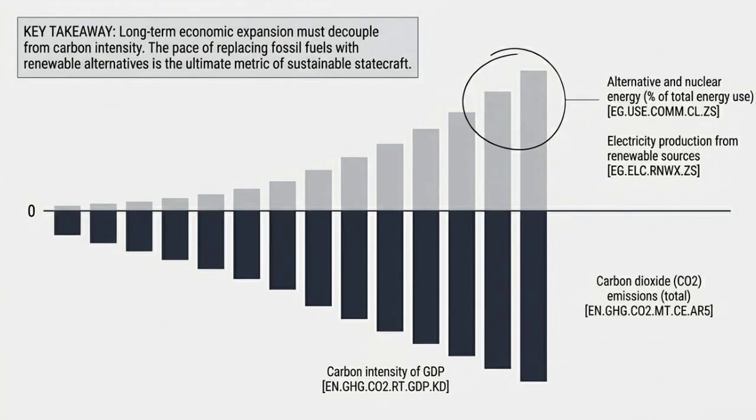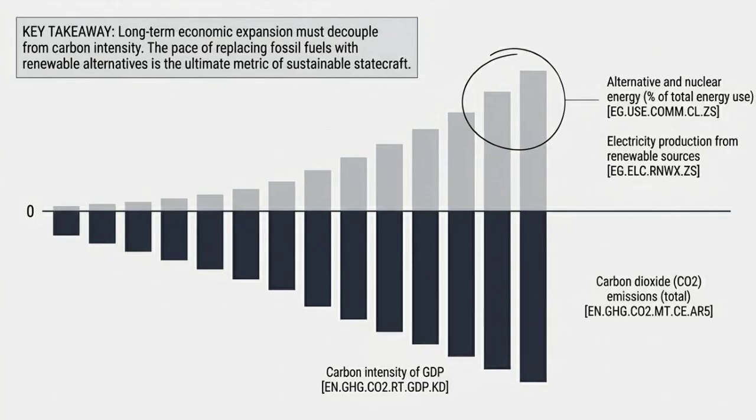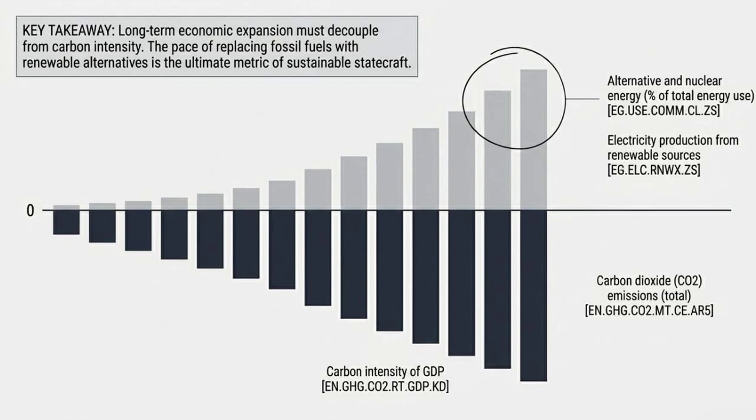But the data suggests that mandate has to change. The absolute necessity for any maturing modern economy is decoupling. A mature economy must decouple its economic growth from its carbon emissions. The GDP line must continue its upward trajectory while the CO2 emission line flattens and eventually drops. And are we actually seeing that decoupling in the panel data? We are, in select economies.